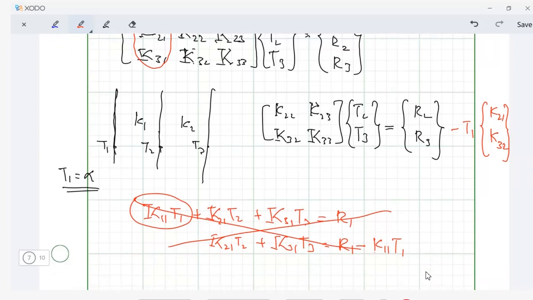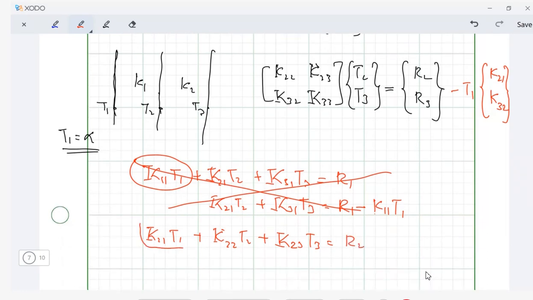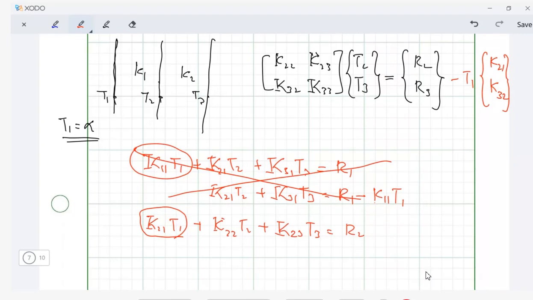So let's try the second equation, which is K21 times T1 plus K22 times T2 plus K23 T3 equal to R2. Note that now T1 is known, right? So we put it on the right hand side. So now this is K22 T2 plus K23 T3 equal to R2 minus K21 T1. Not K11, this is K21, yeah.